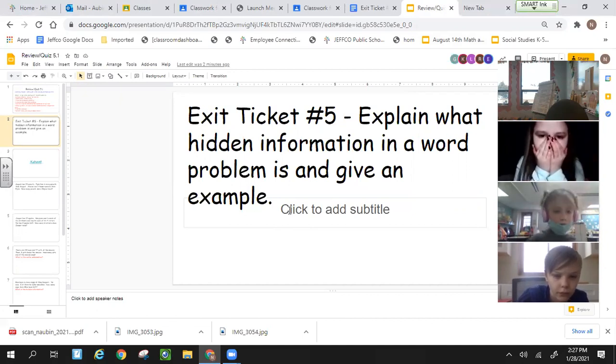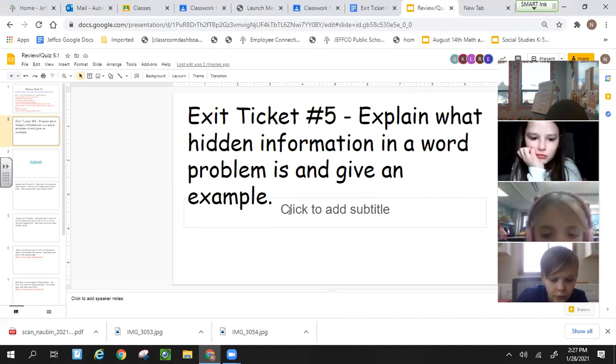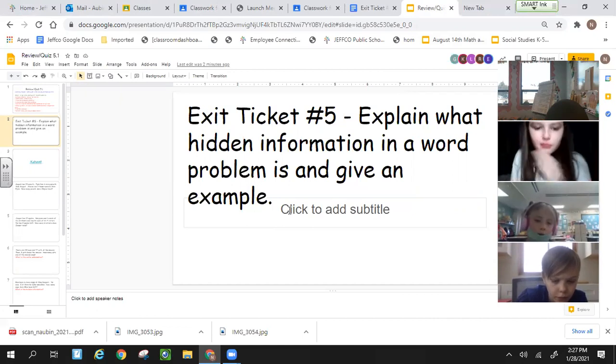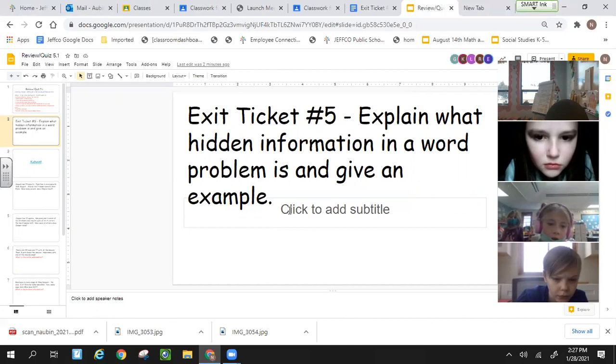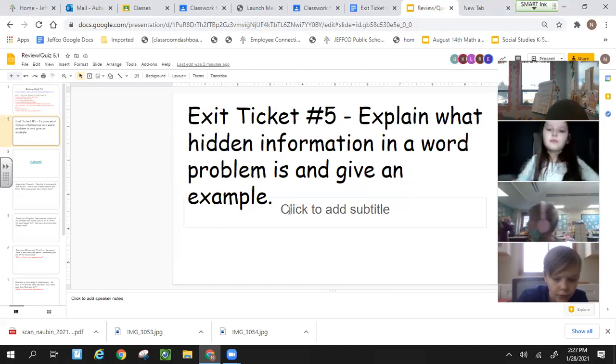When you have hidden information in a word problem, you have to figure out what that hidden information is. I love how Renee started hers. Hidden information is, that's like how you start a coaching statement, right? Good job, Renee.